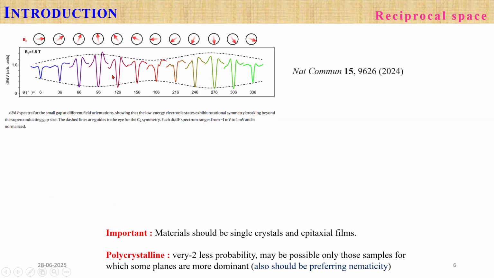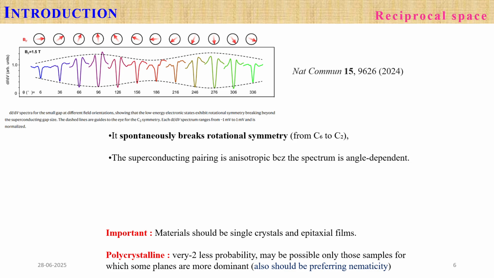One of the results of dI over dV has been shown here at a particular magnetic field, and after the rotation of 180 degrees, the results are repeated. So this states the C2 fold symmetry. If the crystal preserved the C6 fold symmetry, then after every 60-degree rotation the results would be the same, but here the results are not preserved. This spontaneously breaks the superconductivity, changing from C6 to C2.